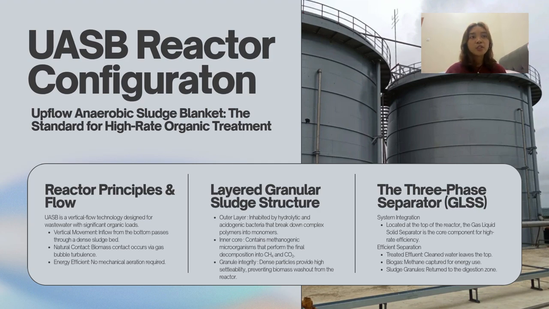At the top of the reactor, there's a three-phase separator, or gas-liquid-solid separator, also called GLSS. This component separates the treated effluent, biogas, and sludge granules. The clean water exits from the top. Methane gas is collected as biogas for energy production, and the sludge granules are returned back into the digestion zone for continuous treatment.